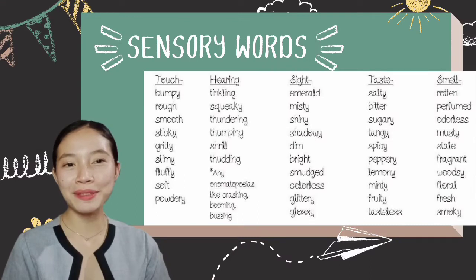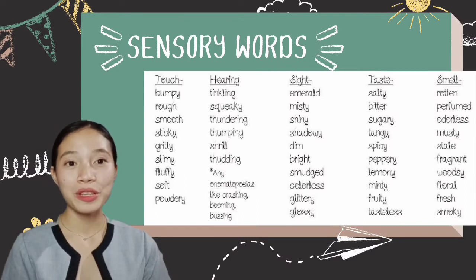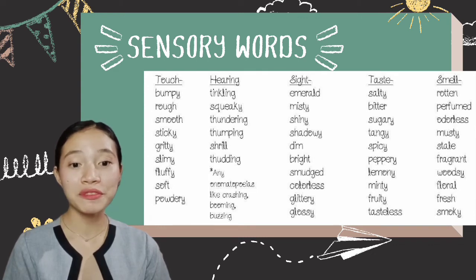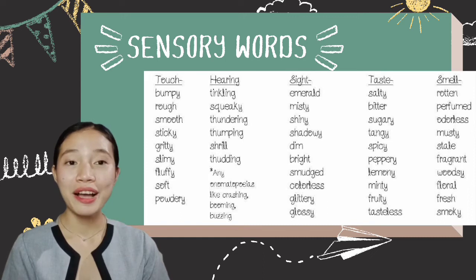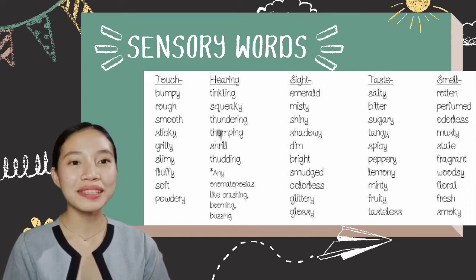The use of sensory words is also helpful. For our sense of touch, we can use the words bumpy, rough, smooth, sticky, gritty, slimy, fluffy, soft, powdery, and such. For our sense of hearing, we can use the words tinkling, squeaky, thundering, thumping, shrill, thudding, and any onomatopoeias like crashing, beaming, buzzing, and such.